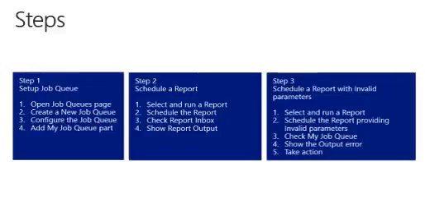This How Do I video is based on 3 steps. The first one is to set up a job queue. The second one is to determine how to schedule a report. The third one is similar to the second one, but the report will be scheduled with invalid parameters.